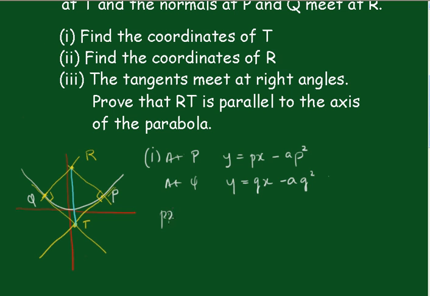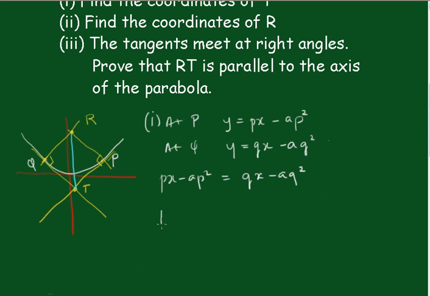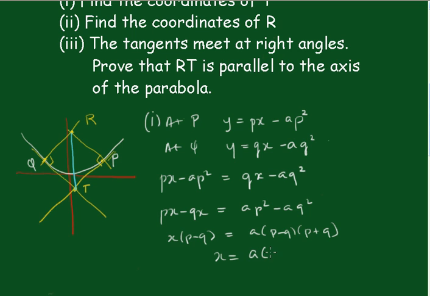So px minus ap squared equals qx minus aq squared. You remember doing this earlier on. So we get px minus qx equals ap squared minus aq squared. That's x outside of p minus q equals a outside of p minus q, p plus q. So x equals a into p plus q.